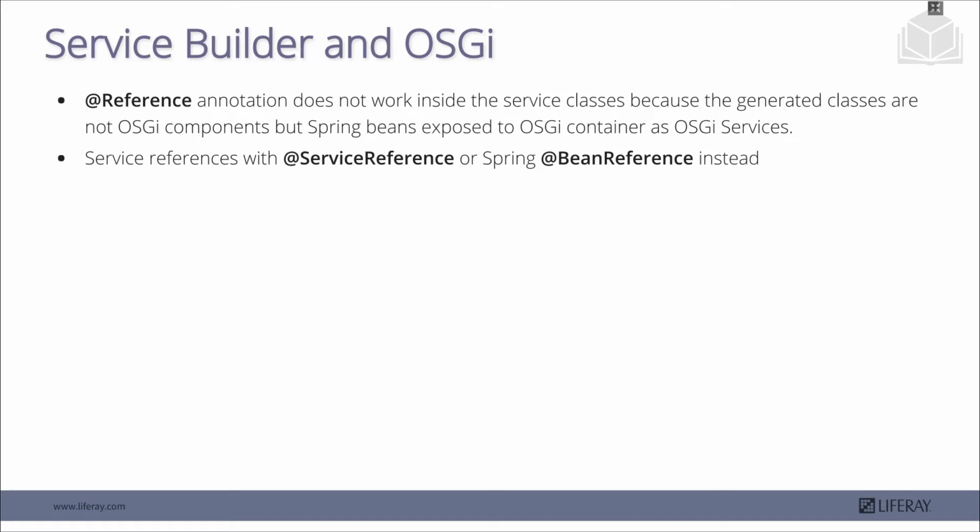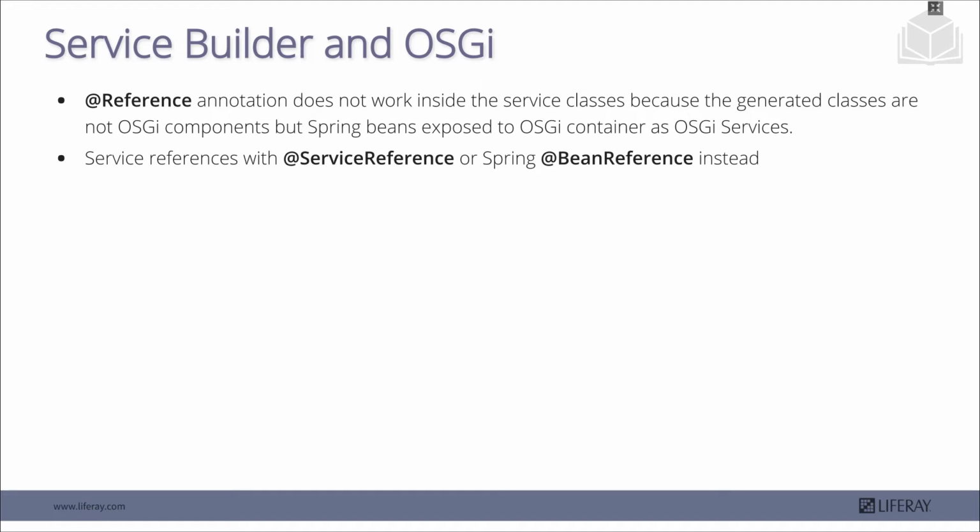So, Service Builder and OSGi. When we're creating services using Service Builder, this is going to be done with some OSGi flair to it. When we use the @Reference annotation, this is still going to work in our controller class. When we reference the services generated by Service Builder, all is good, no worries there. But when we are in the service class itself, this is where we cannot use the @Reference annotation.